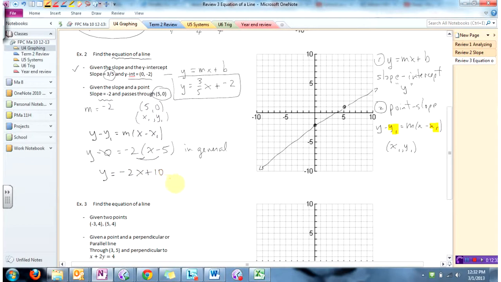This, of course, is slope-intercept form. And that would be useful for graphing. So if we wanted to, we could actually graph this line. The y-intercept's 10. So we're going to continue looking at the final answer in general form.